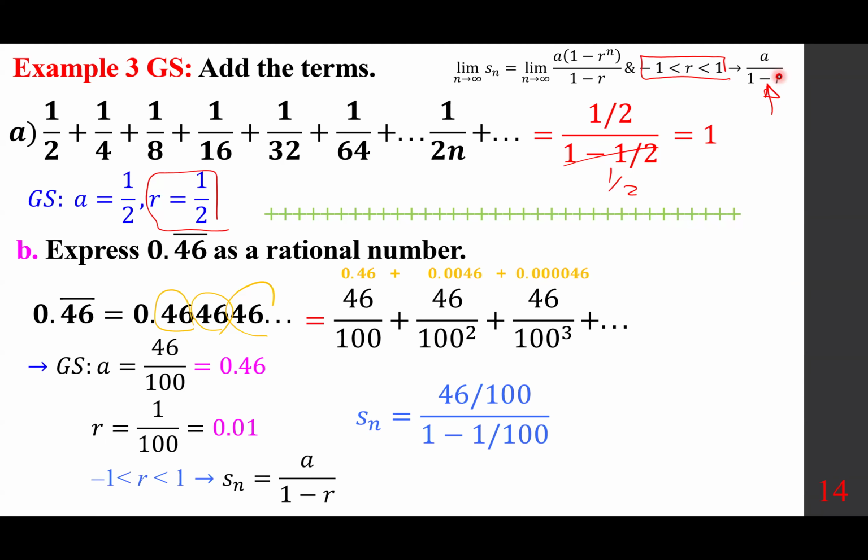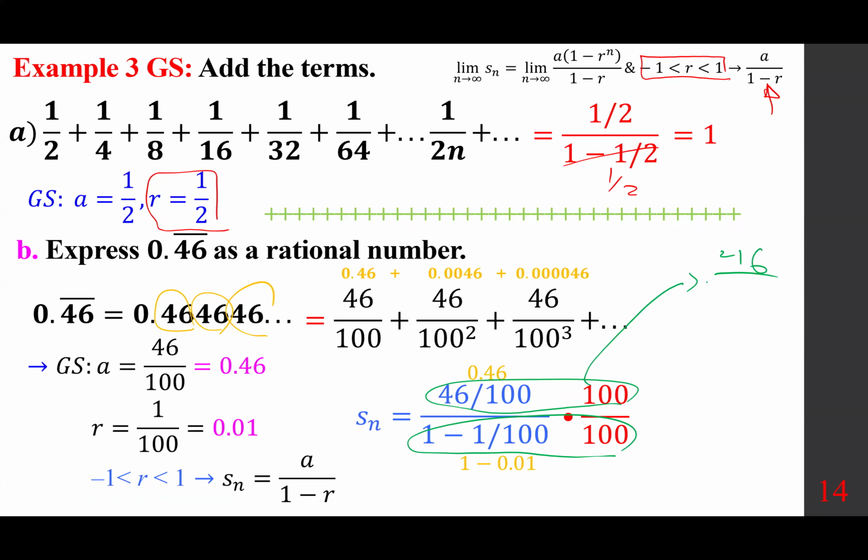You can do it two ways. You can do it with fractions. You can also do it with decimals. Either way is fine. Now, if you do it with fractions, you just multiply the top and the bottom by 100. The numerator is 46 and the denominator is 100 minus 1, so 46 over 99.